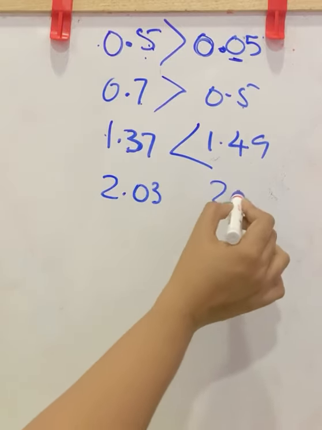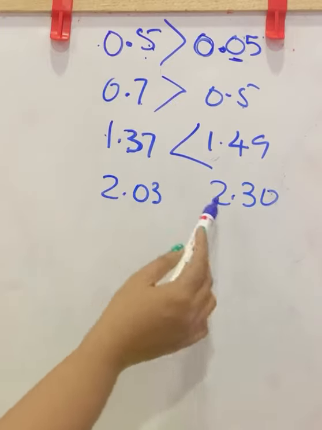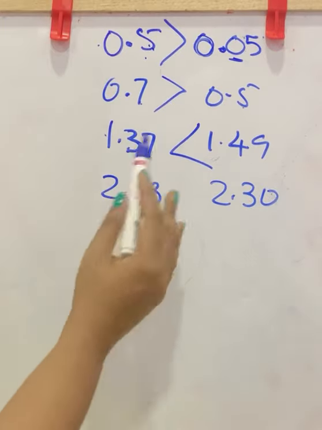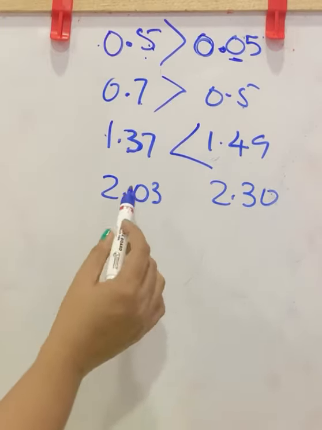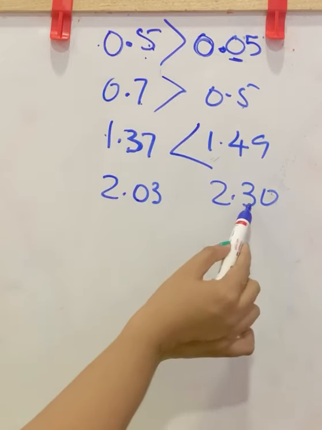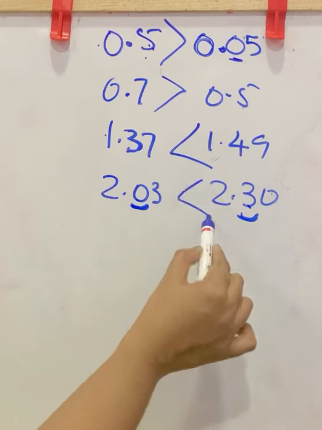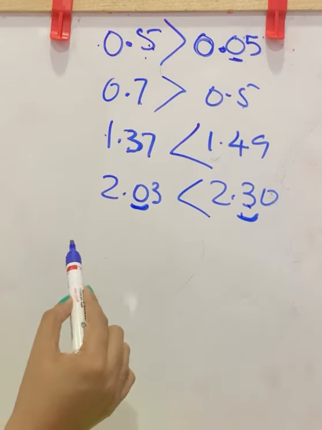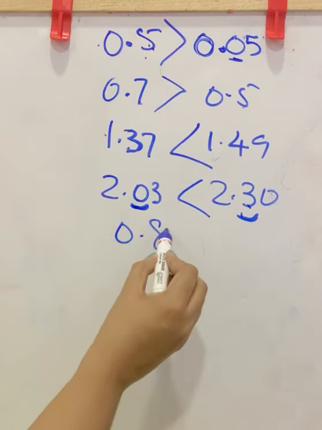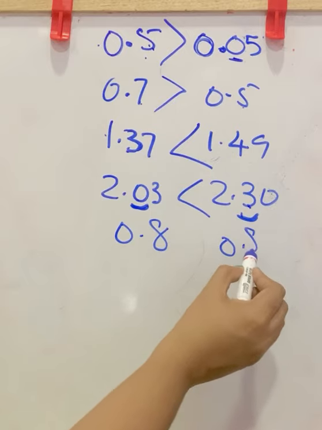Now next, 2.03 and 2.30. Here the whole number part is 2. So coming to the 10th place, comparing it, this is 0, this is 3. The 10th place is 0, the 10th place is 3. This is greater. Next is 0.8 and 0.88.